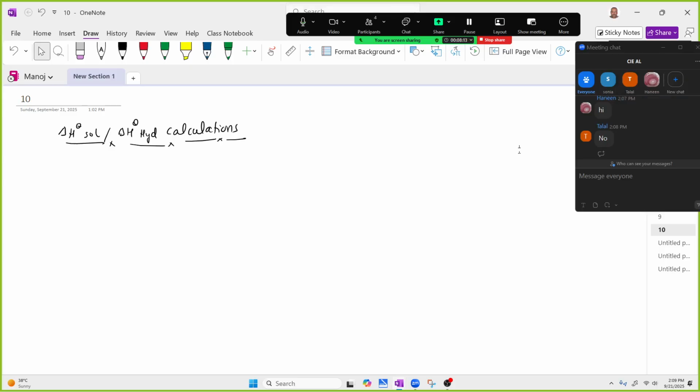Okay, so let's have a look at how to do this delta H solution and hydration calculation. What we are going to do is use Hess law here. I'll give an example. I hope you remember something about Hess law that you have done last year in AS level. Do you remember? Y for yes, N for no. How much do you remember of Hess law? You remember something? Okay.